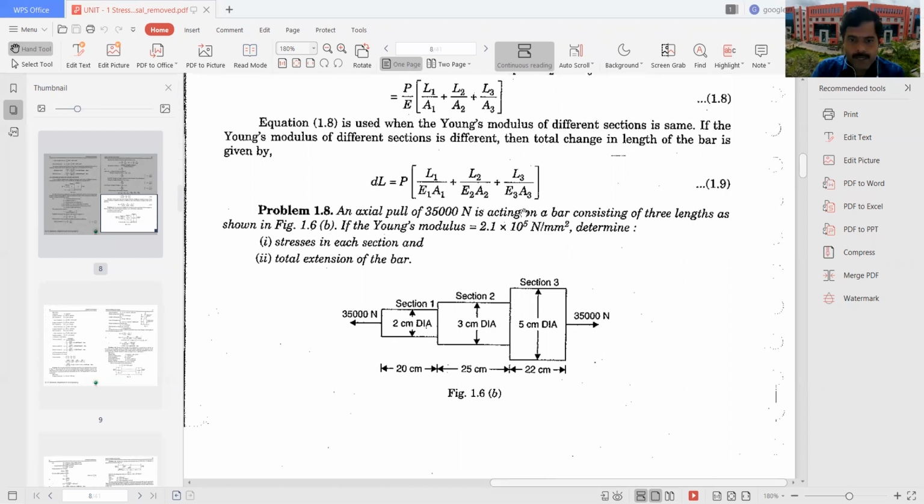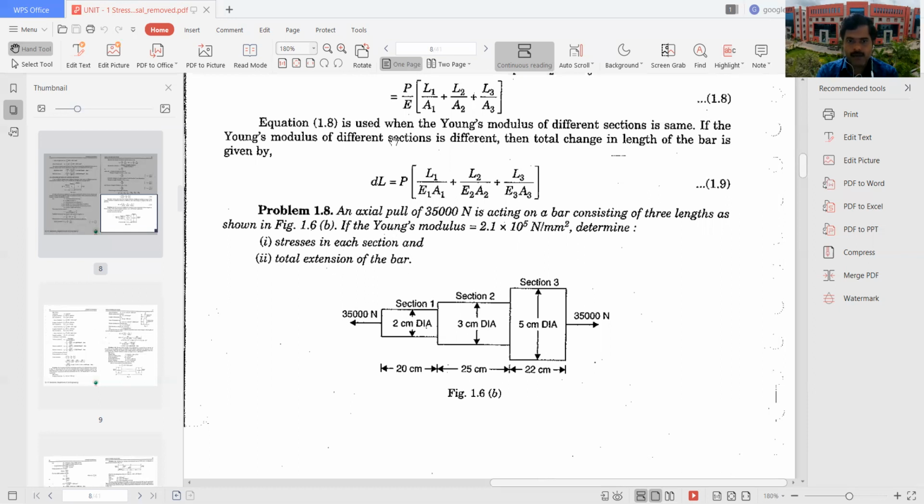So if the Young's modulus is 2.1 into 10 power 5 Newton per mm square, all the sections have the same Young's modulus. So the materials are the same in all the sections. They ask you to find out the stresses in each section and the total extension of the bar. So they ask you to find sigma 1, sigma 2, sigma 3 and the total extension of the bar, delta L.